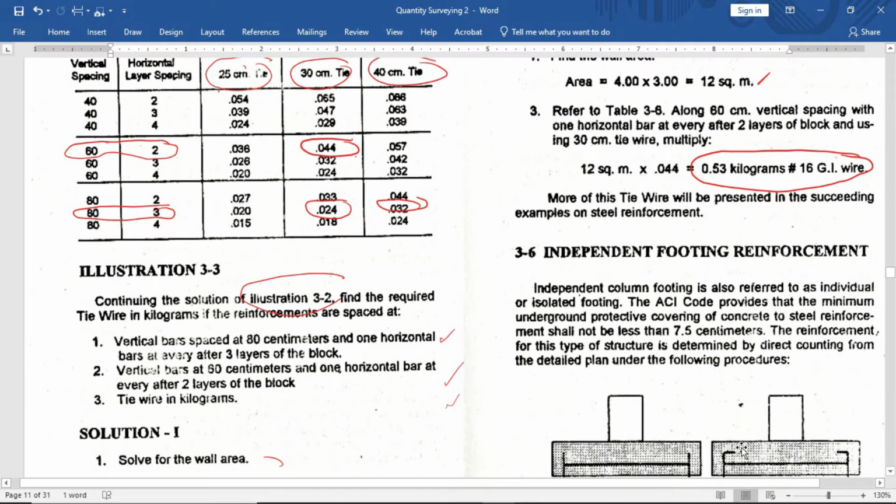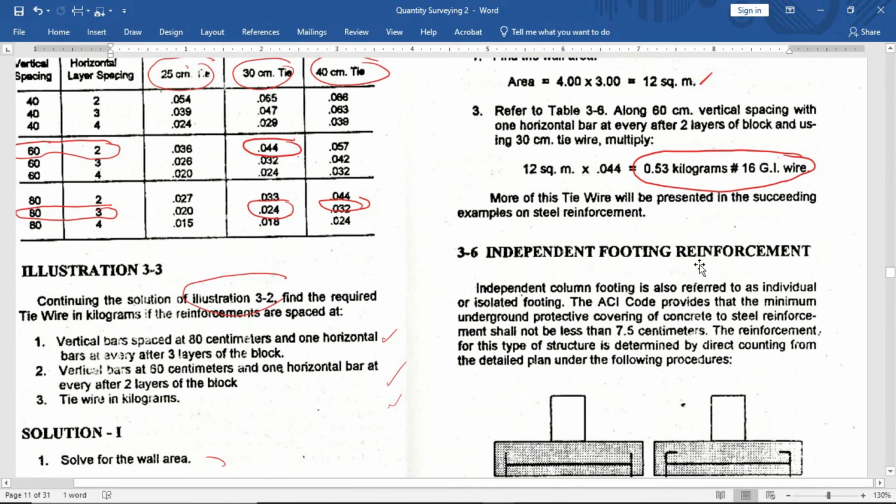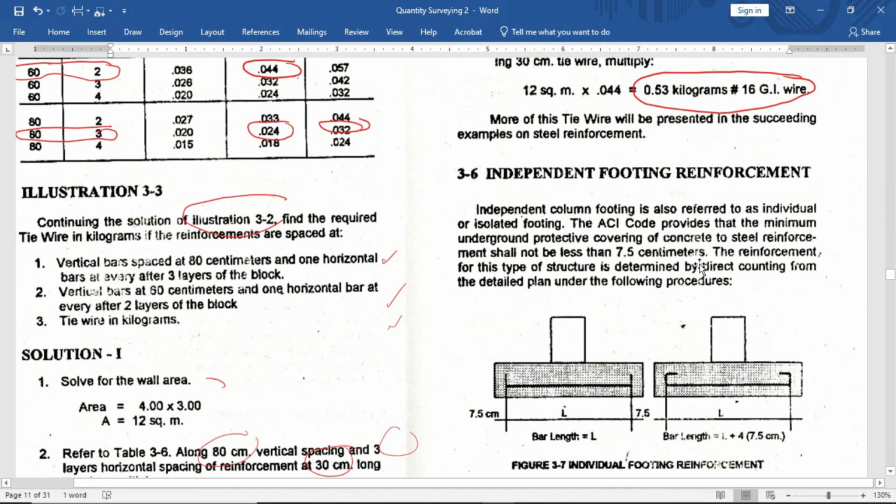So, next is, punta naman tayo sa independent footing reinforcement. So, independent column footing is also referred to as an individual or isolated footing. The ACI code, or the American Concrete Institute code, provides that the minimum underground protective covering of concrete to steel reinforcement shall not be less than 7.5 centimeters or 75 mm. So, di dapat daw bumaba sa 75 mm yung concrete cover natin.